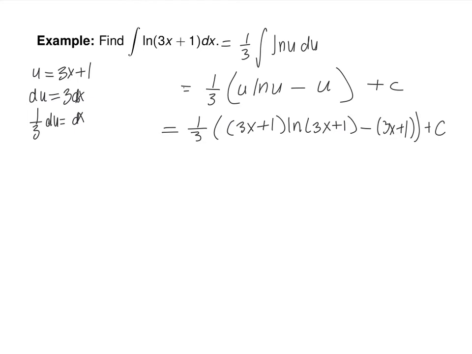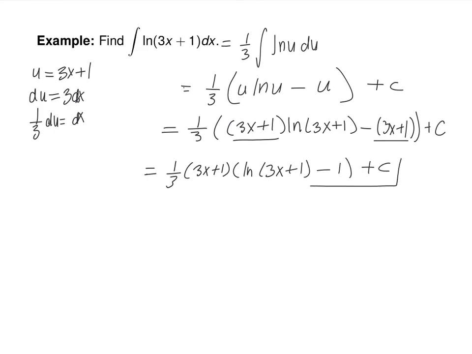Now the last thing you can do is you can take out the greatest common factor. This 3x plus 1 and that 3x plus 1 can be factored out. And we have 1/3 times 3x plus 1 times ln of 3x plus 1 minus 1 plus c.